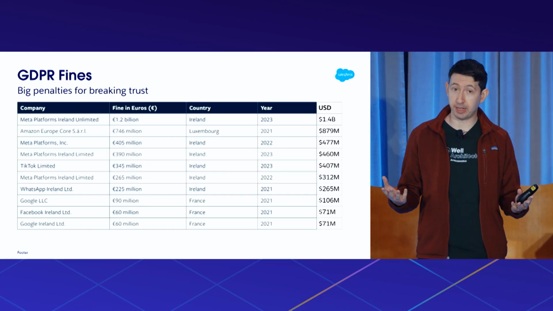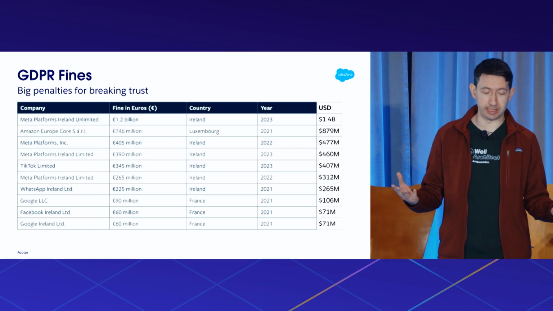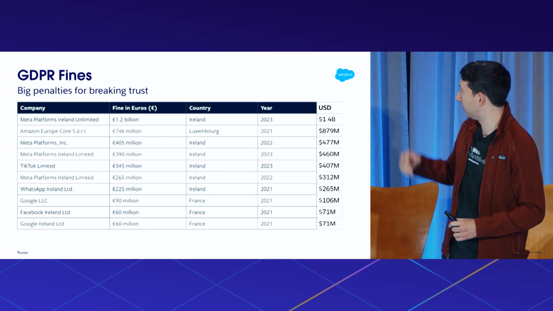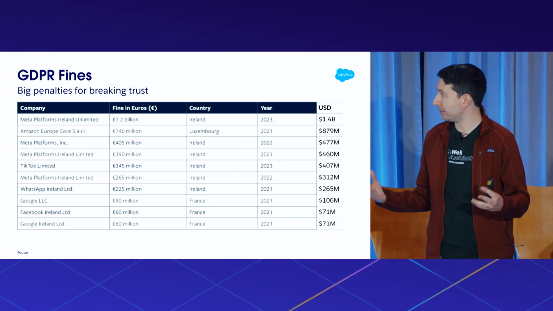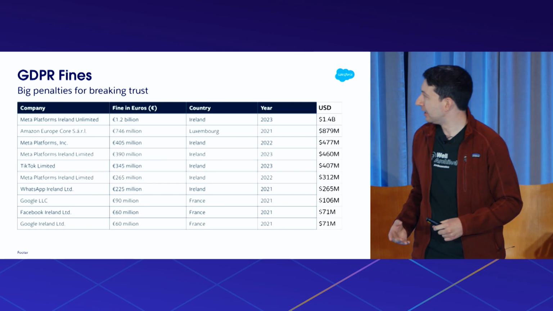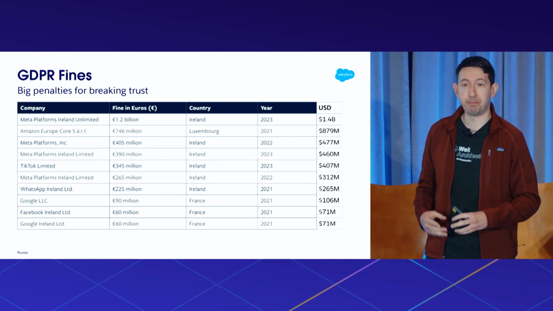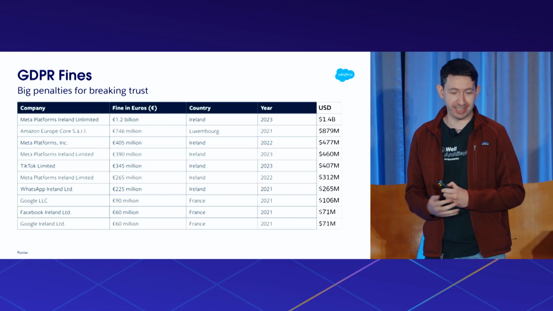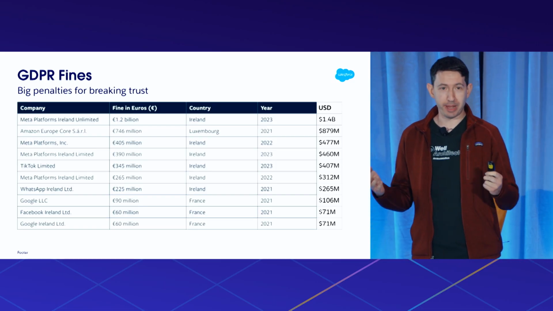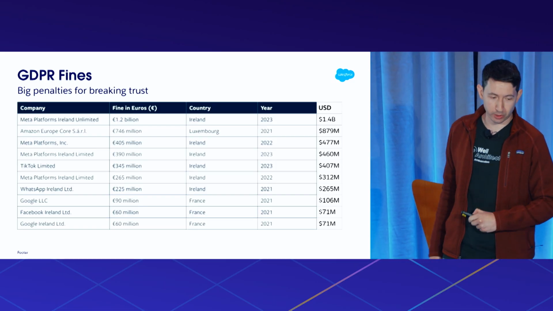And if companies break this trust, there are major penalties. And so we have the fine in euros and also in US dollars. And some big companies on the list, right? We got Meta, we got Amazon, we got TikTok. I don't know who Goggle is necessarily, but some big companies on the list that have had to pay the price for violating user trust. So how do we make sure that our solution that we are building is going to be trusted?